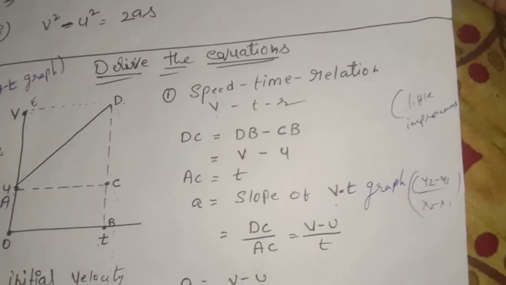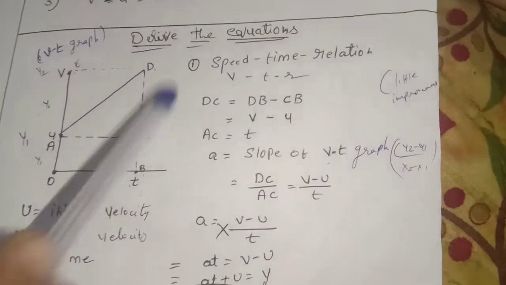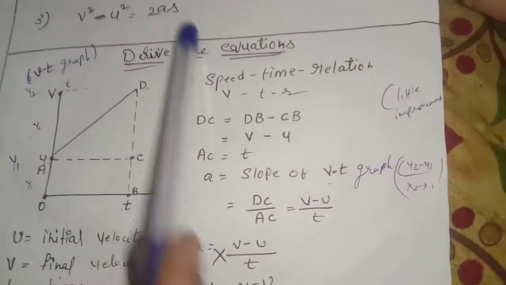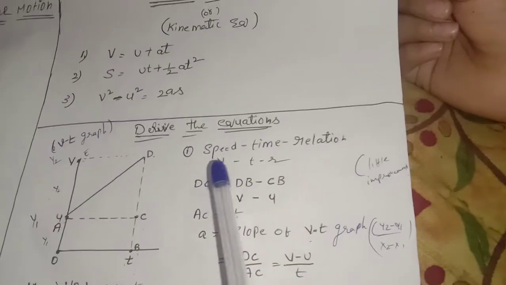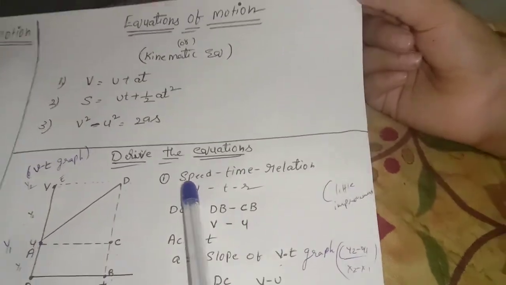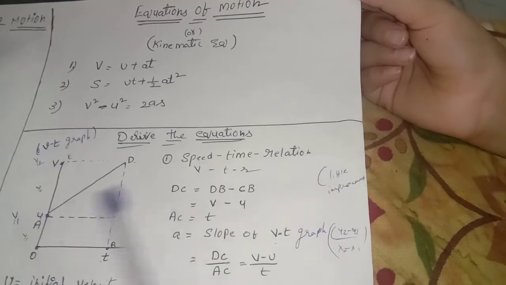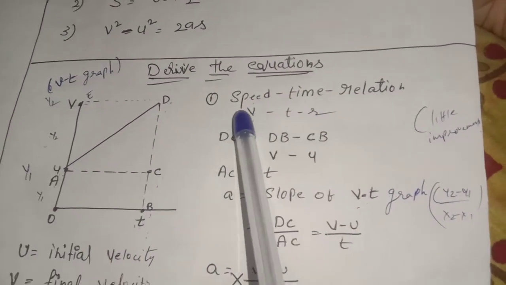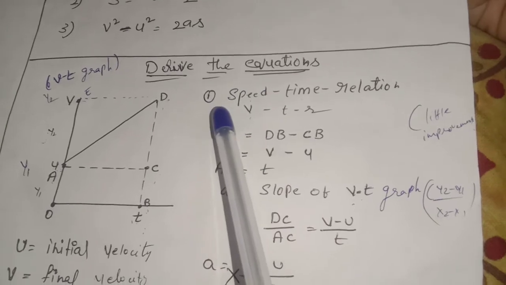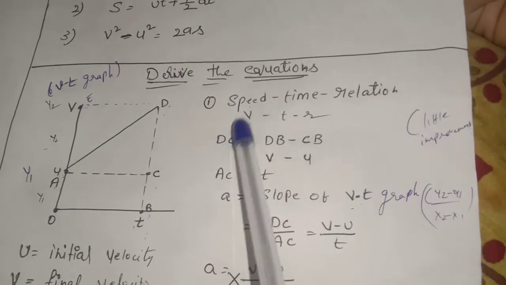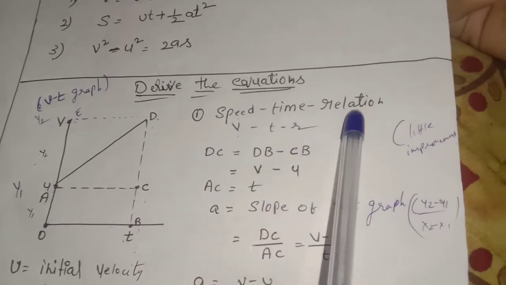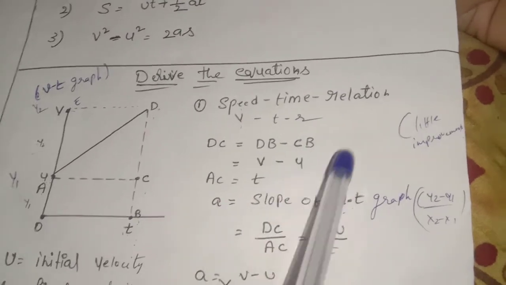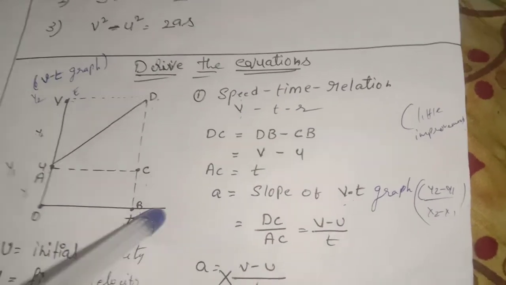So first one you see: V is equal to U plus AT. This type of equation we call the speed-time relation. How do we represent speed? We know that speed we represent with the letter V, time with T. So this we will show in a graphical representation.